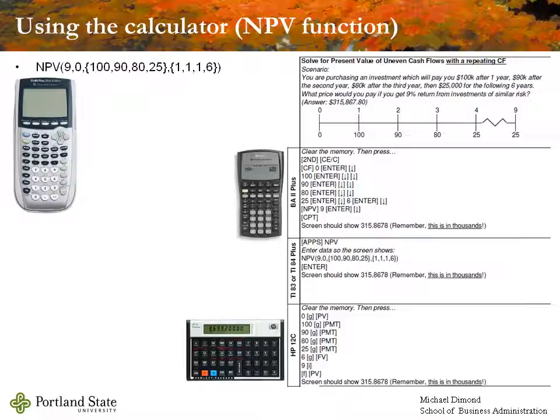So working with the BA2 Plus, we're going to clear our memory, and we're going to enter in our first cash flow, which is 0. We press enter and the down arrow once, and then we enter our first cash flow, 100. Press enter and the down arrow twice. So we're skipping over that F entry. We enter 90. Press the down arrow twice. We enter 80. Press the down arrow twice. Then we enter 25. Enter and press the down arrow just once.